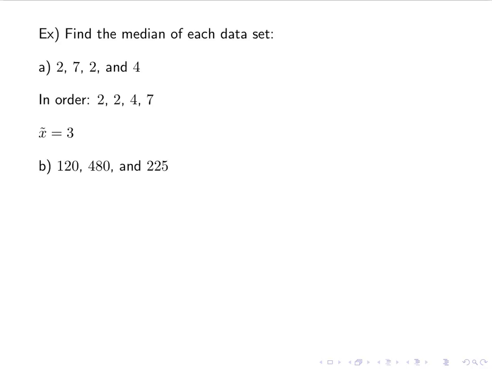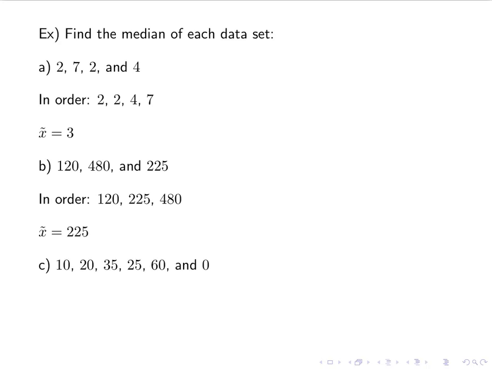And we got 120, 480, and 225. So the first thing we're going to do is put them in order. So 120, 225, 480. And then with three numbers, there is a middle. So the median is 225.